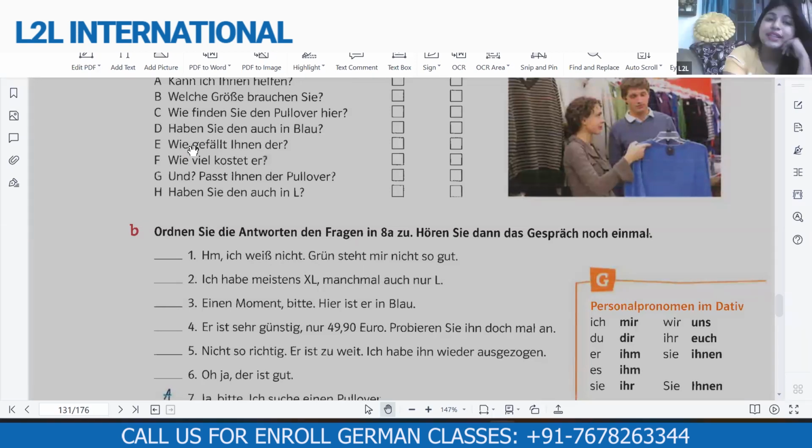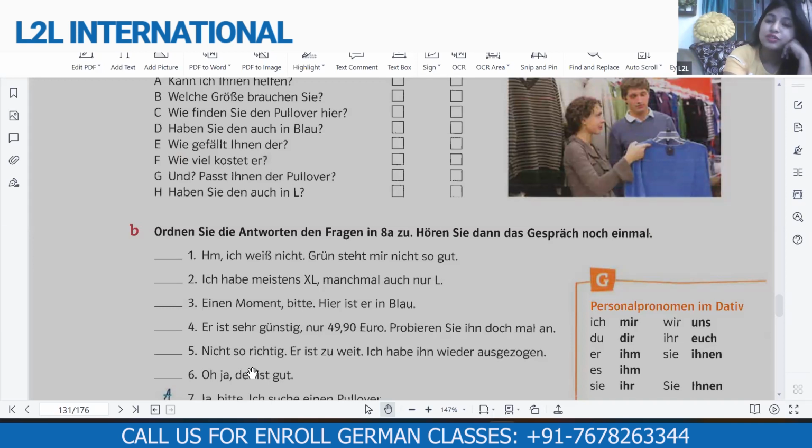तब वो पूछता है that haben Sie den auch in Blau? क्या आपके पास blue में है? So C का answer is 1. This should be a line. And last का answer, Revati, you are correct. G's answer is this one. Passt Ihnen der Pullover? Does the pullover suit you?